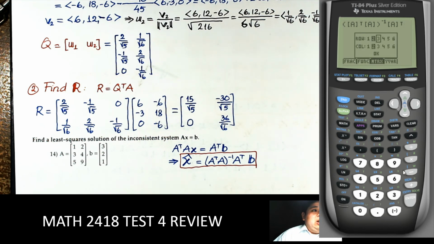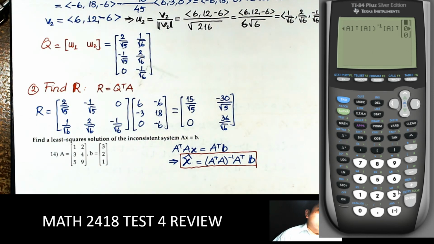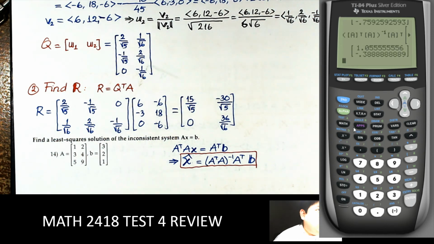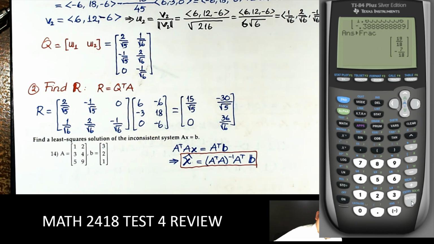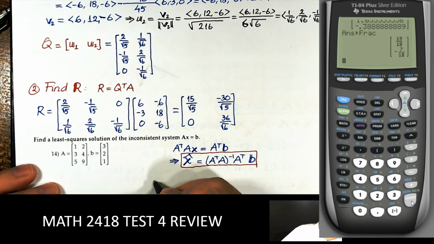So we have the 3 by 1 matrix. 3, 2. Oops, cannot hit enter there. Only use these arrows. Right, like that. Convert, math, change to fraction, and that's what we have. So in this case, we just put that in the calculator.